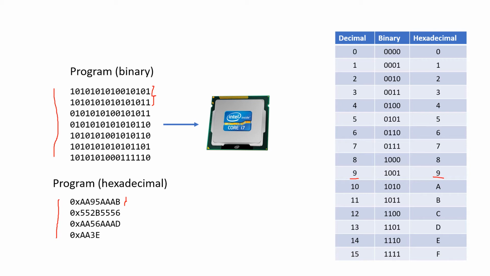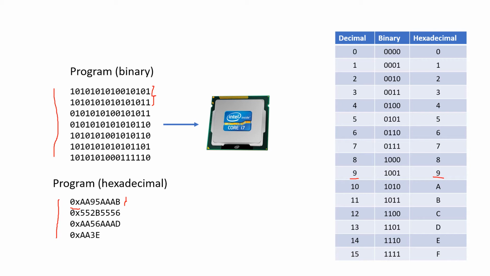Moreover, usually we prefix with 0x because there are more notations than just binary and hexadecimal. So we prefix with 0x to mean that it's hexadecimal. Okay, that's all it means.